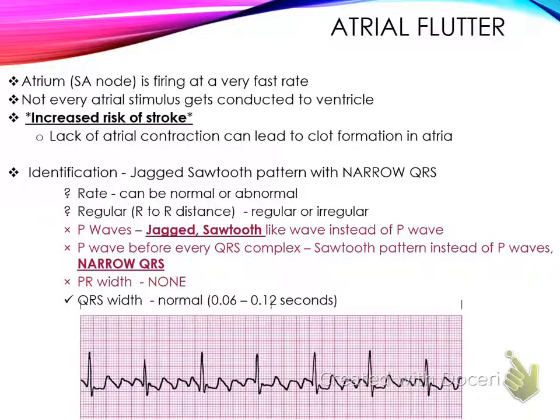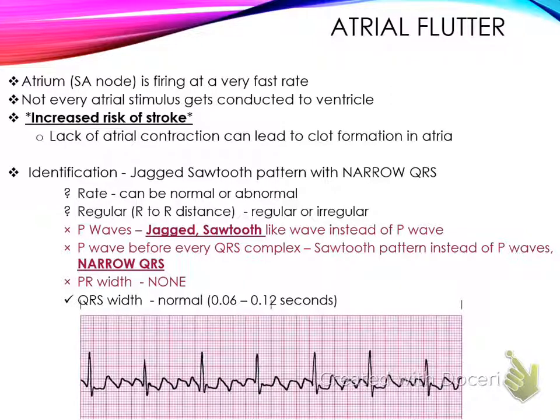So here's a flutter. It looks regular. So we don't know what to do with it because we could measure it. It might be a little off by a little bit, but it looks regular. So we're like, huh, okay. But as soon as you get to this section, is there a P before every QRS? Well, you could say, sure, P before every QRS. But what is going on here?